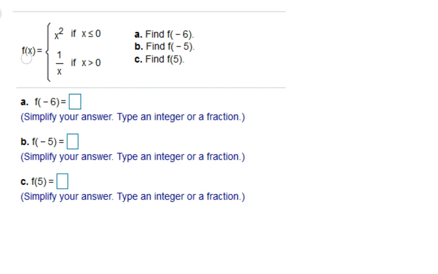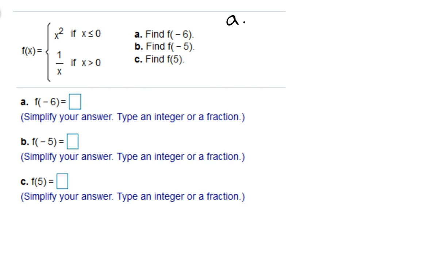This next example gives f of x as a piecewise defined function. A piecewise defined function is when you have multiple equations, and then over here on the side you have some conditions. And the conditions are there to tell you when to use each of those equations. So this equation of x squared should only be used when your x is less than or equal to 0. And this equation of 1 over x should only be used when x is greater than 0. We have 3 parts to work through. Find f of negative 6, f of negative 5, and f of 5.